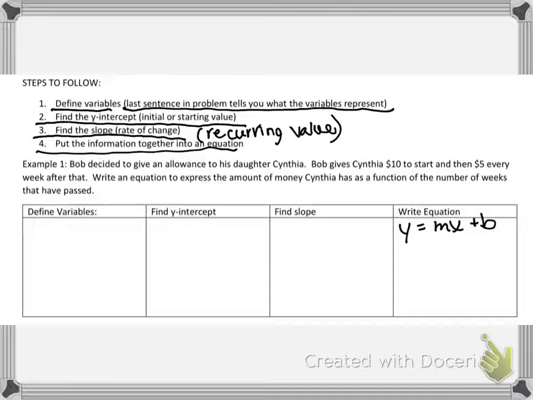It says, Bob decided to give an allowance to his daughter, Cynthia. As I read this, by the way, I'm going to circle the information that seems important. Bob gives Cynthia $10 to start, and then he gives her $5 every week after that. Write an equation to express the amount of money Cynthia has, so that's going to be one of our variables, as a function of the number of weeks that have passed.